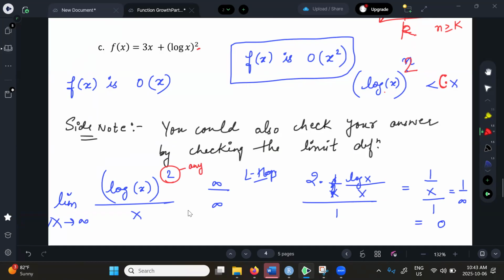You would still get 0. And what does that mean? Log x raised to any power is going to grow slower than the linear. So remember this for the exam, okay?